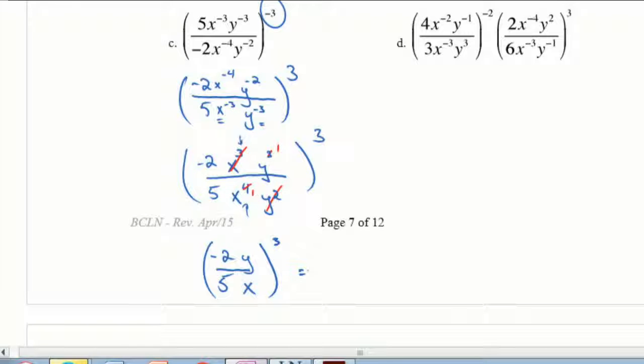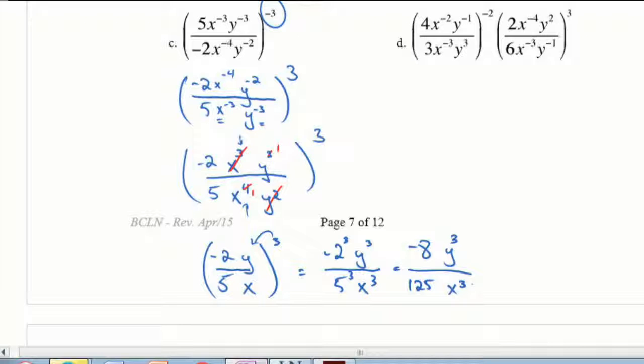In an attempt to keep this on the page, I'm just going to put this over here. So everything inside my brackets gets the power of 3. Negative 2 to the power of 3, y to the 3 times the 1 that was there, so that gives me y to the 3. On the bottom I had 5, and then x, so 5 to the 3 and x to the 3 as well. Negative 2 times negative 2 times negative 2 gives me negative 8, y cubed. 5 times 5 times 5, 125, x cubed.